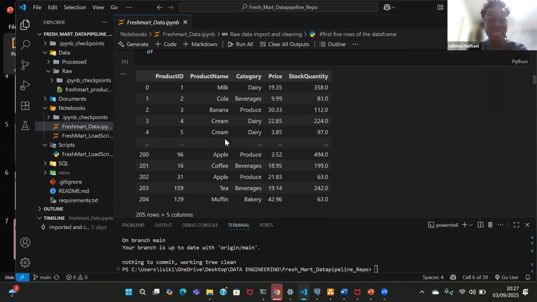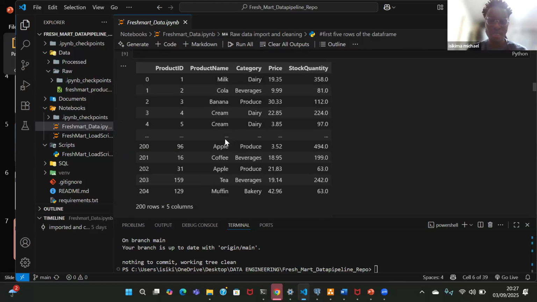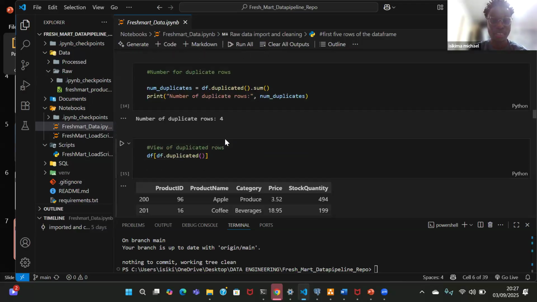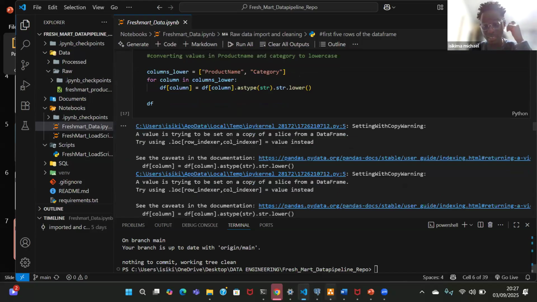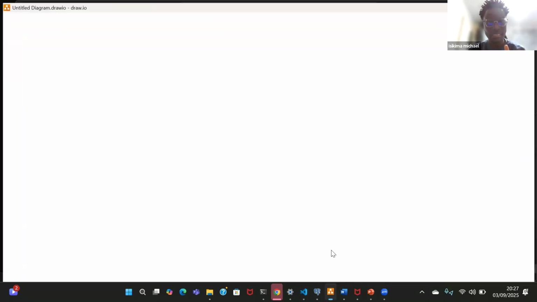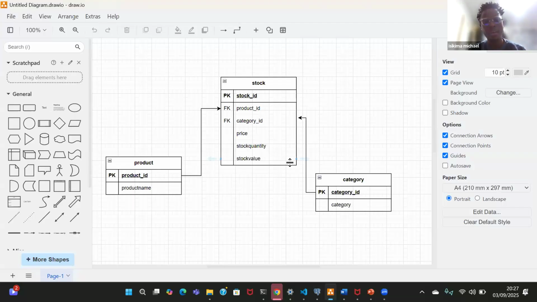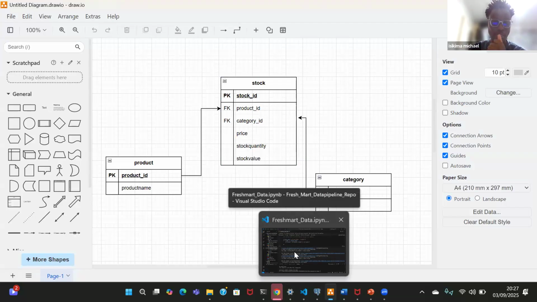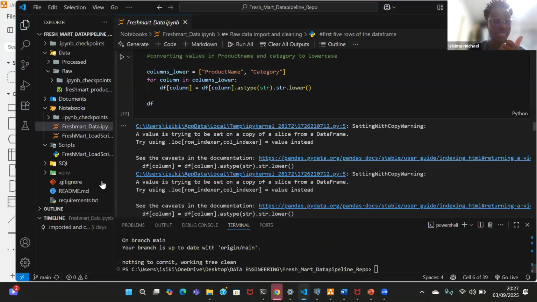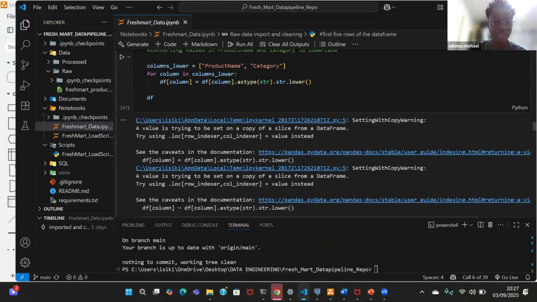So basically, this is a bunch of code to use and clean that data. After cleaning the data, I also did what is called data modeling. And data modeling is simply talking about how that data is going to be arranged, organized, and managed in the database. So you're going to be using a tool called draw.io to handle that. And I'm also going to use Git and GitHub for version control.